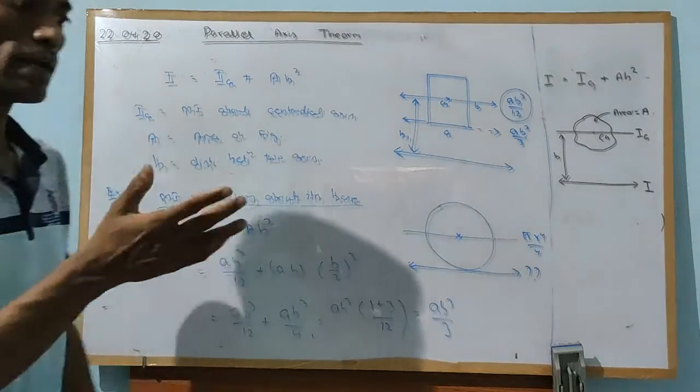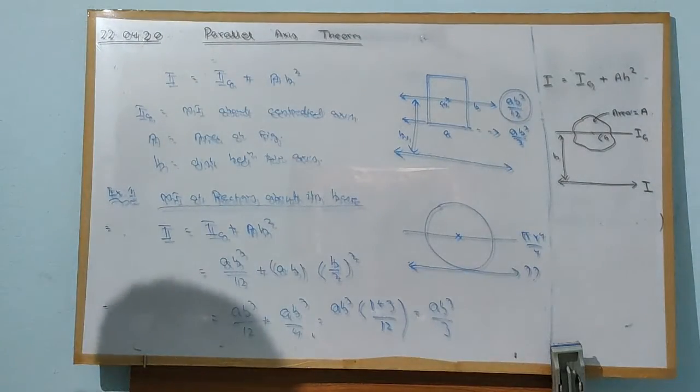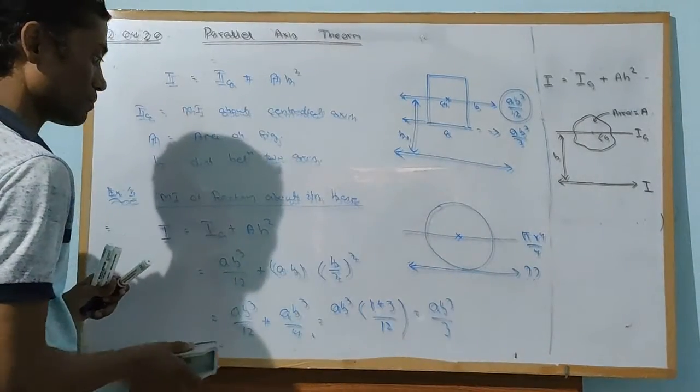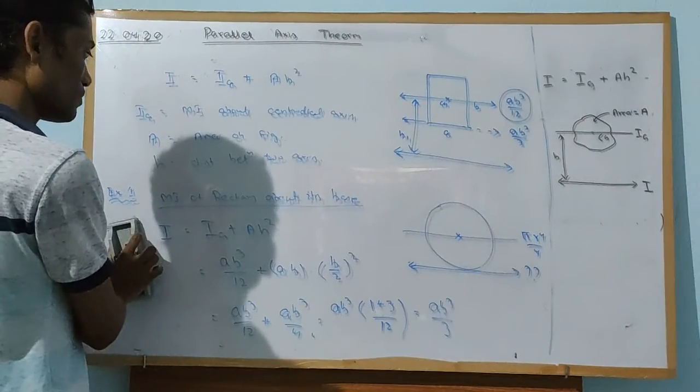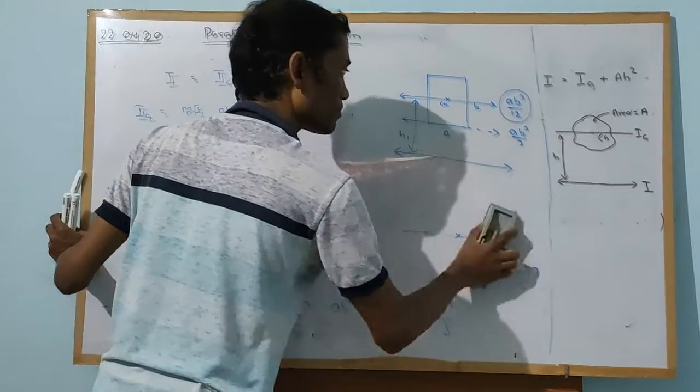Only one numerical here. In your book, 2 numericals are there, and I already read those 2 numericals in the class note. Here, one we will discuss. But prior to that, let me take one more example.